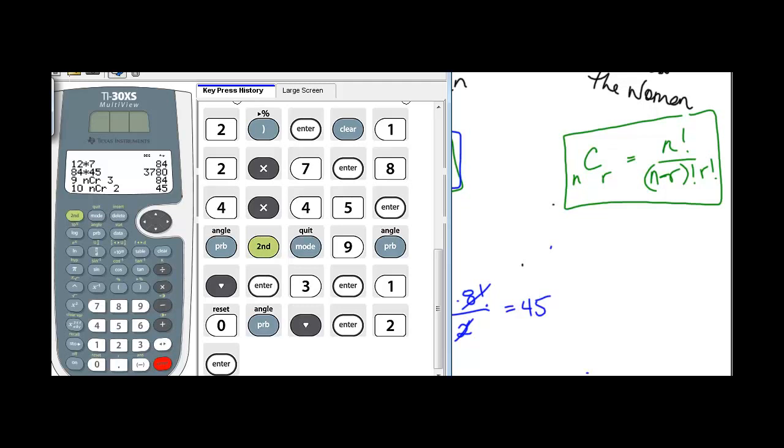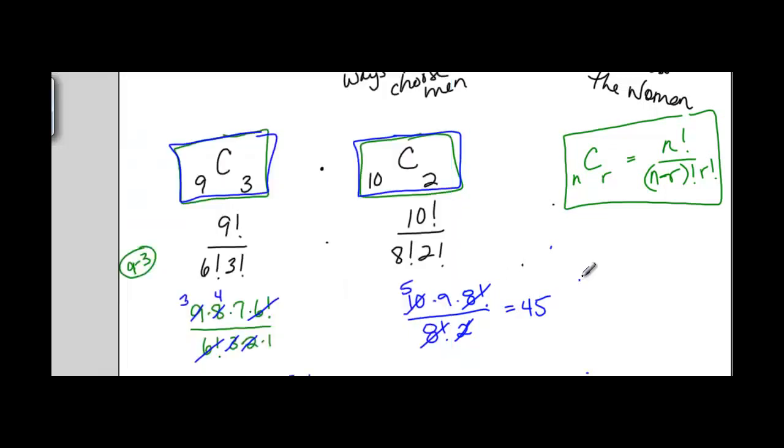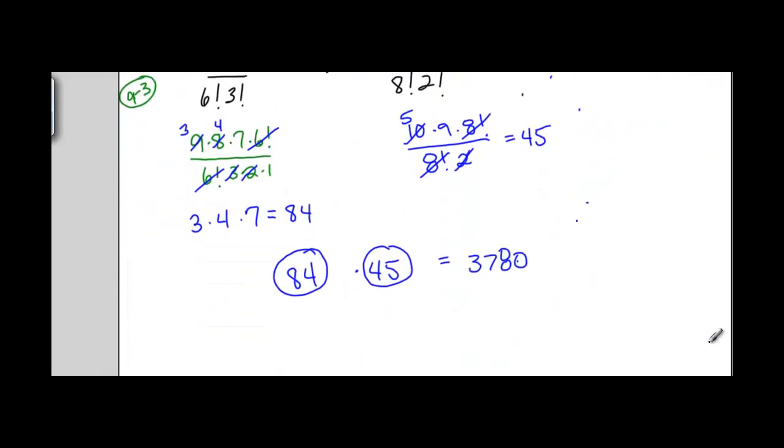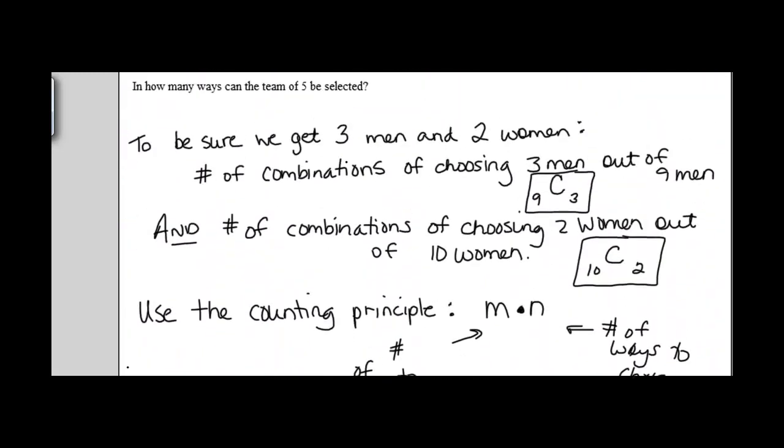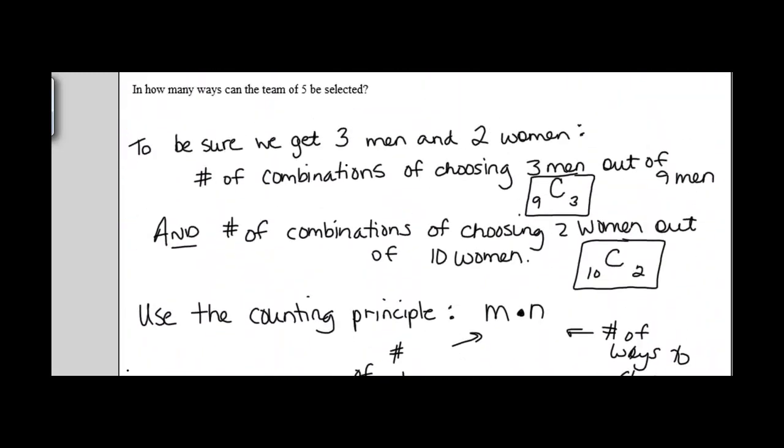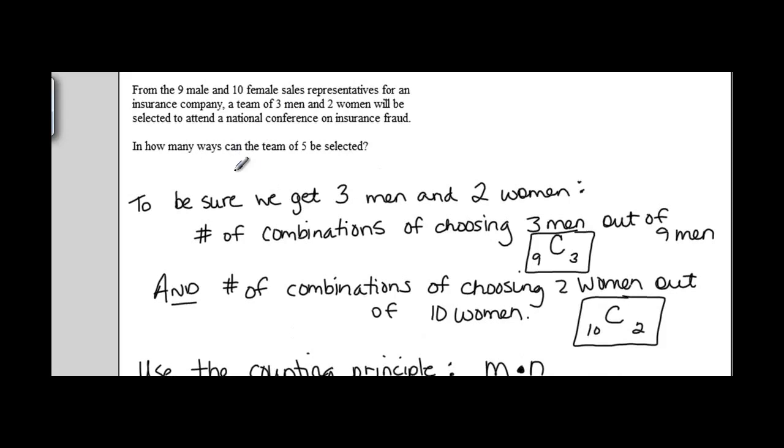So there again, we've got 84 times 45, which would give me 3,780. We could have done that on one line. You would have wanted parentheses around both of your combinations, and you could multiply them together. But either way, you would have 3,780 different ways that I could choose a team from the 9 male and 10 female that would consist of 3 men and 2 women.